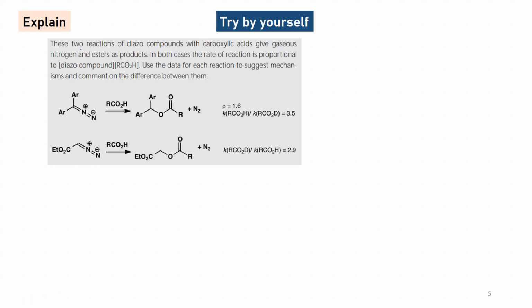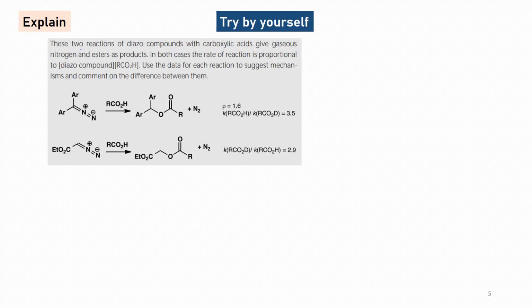So they asked, these two reactions of diazo compounds with carboxylic acid give gaseous nitrogen and esters as product. In both of the cases, the rate of the reaction is proportional to diazo compound and acid. Use the data for each of the reactions, suggest a mechanism and comment on the difference between them.